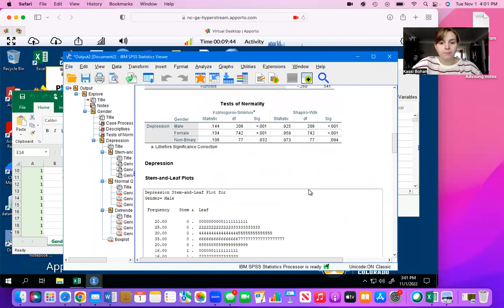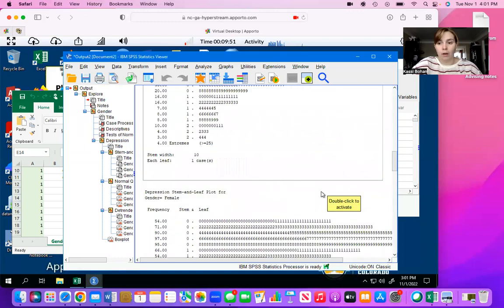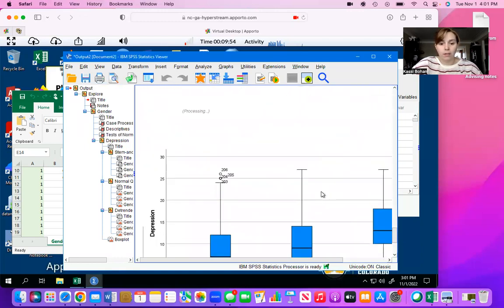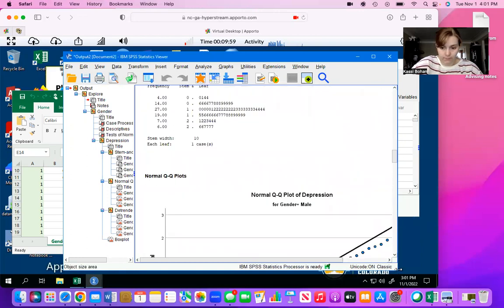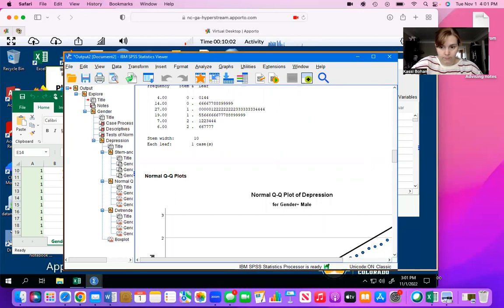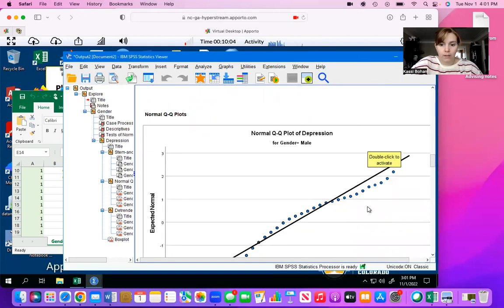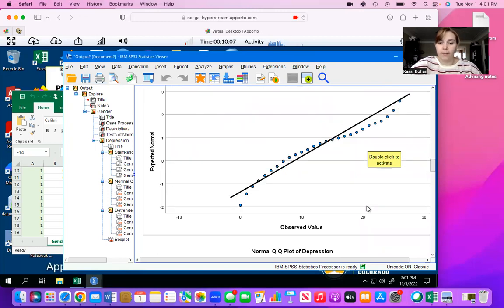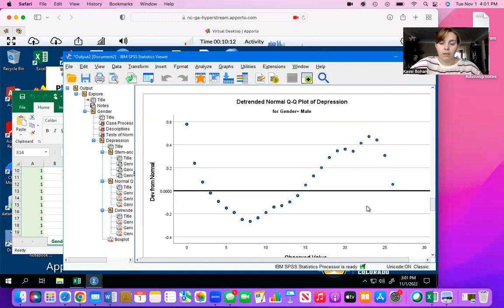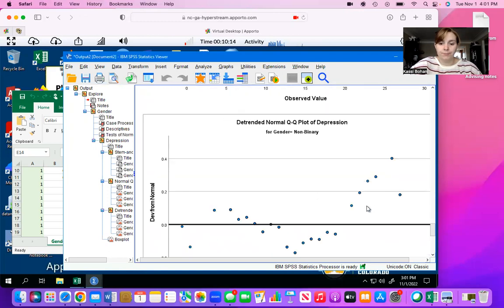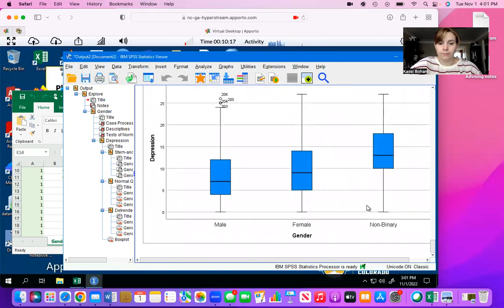Test normalcy. As you can see, it is all over the range. So we know we need to run a non-parametric test. Our lines are all over the place, as you can see. So I'm going to minimize this.